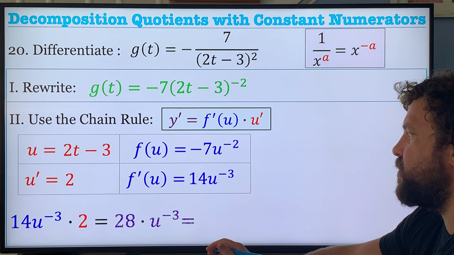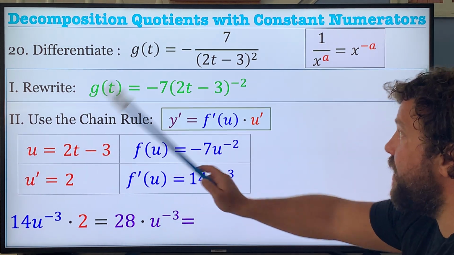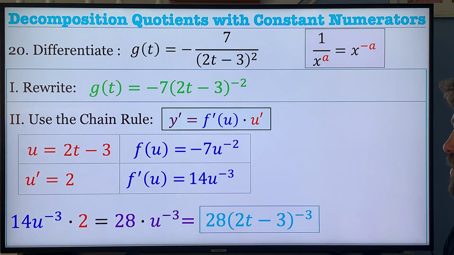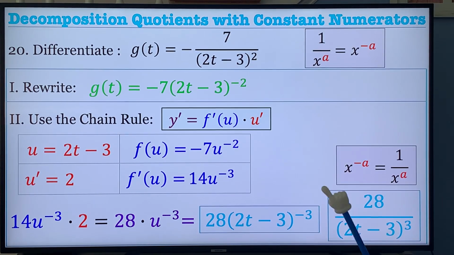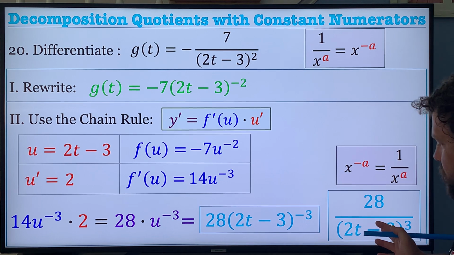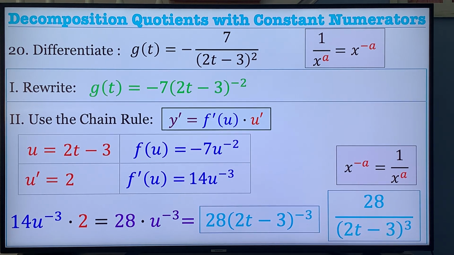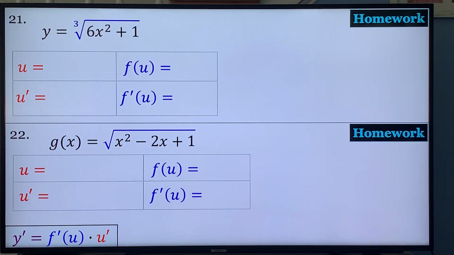2 times 14 is 28 u to the negative 3, and then just simply plug back in my u. So it's 28 times (2t minus 3) to the negative 3. If you want to be fancy, you can rewrite it and put it as 28 divided by (2t minus 3), all cubed. Either way, good answer. All right. Problem 21, 22. These are your homeworks. All right, so first one.